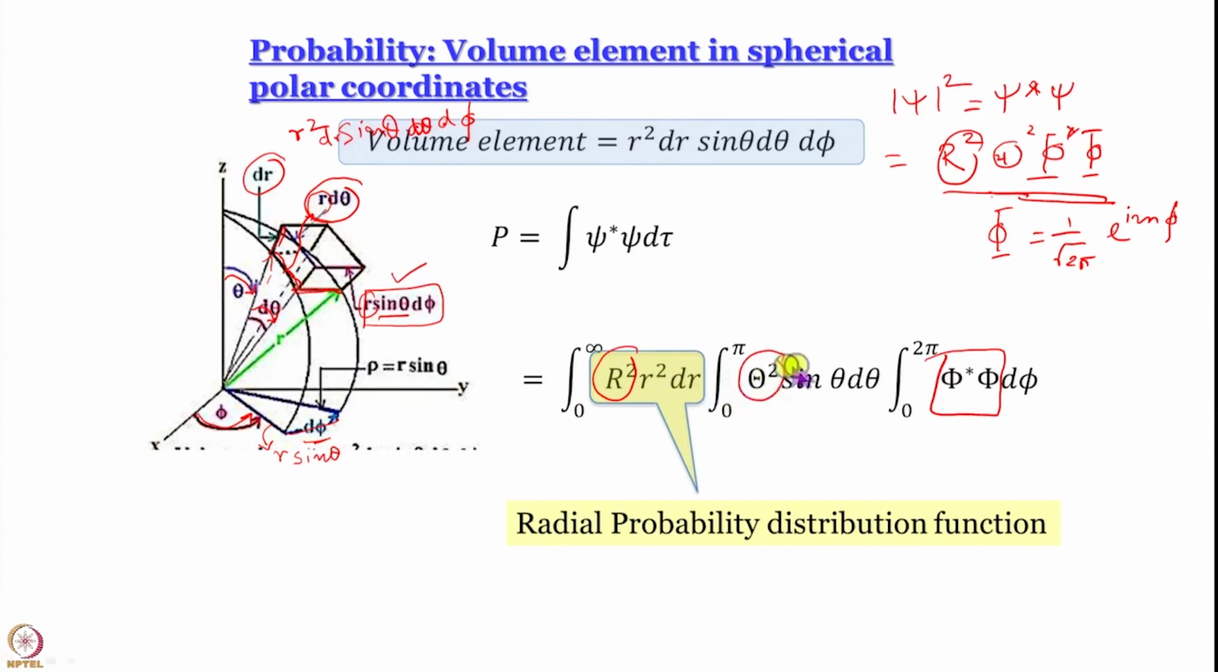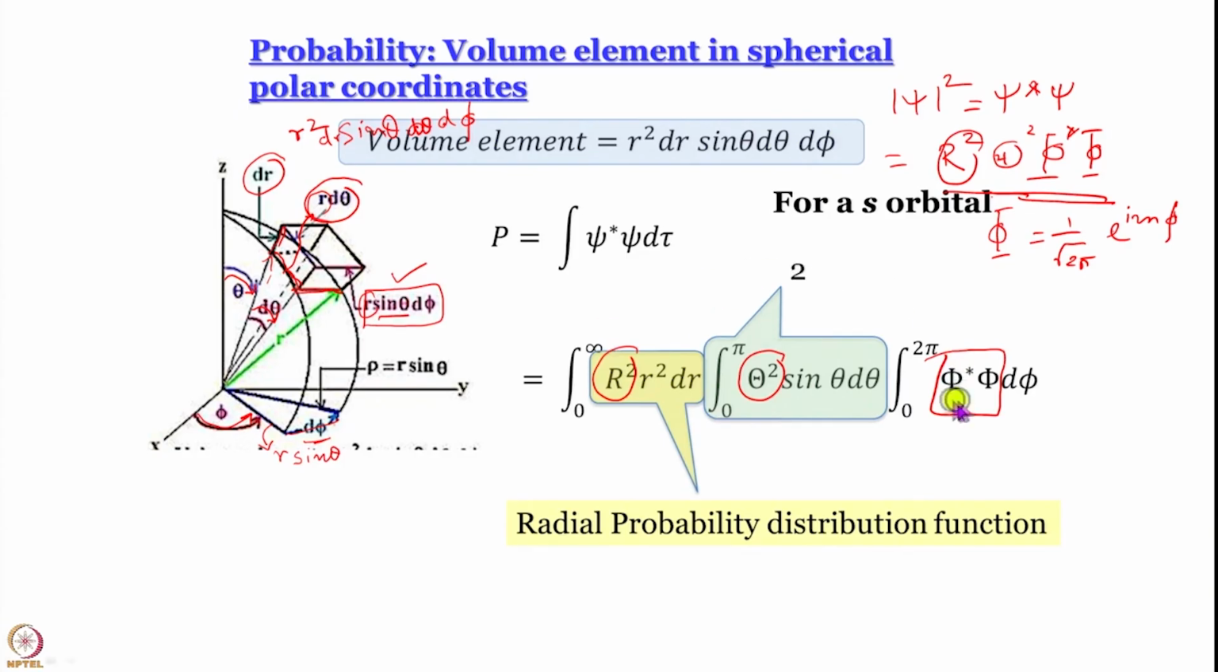The second one is capital theta square sin theta d theta. For an s orbital, we know that these do not make any contribution. So, capital theta square you can take as 1. If that is the case, then integral 0 to pi sin theta d theta, what will it be? Minus cos theta. Cos theta is equal to 1 for theta equal to 0, minus 1 for theta equal to pi. So, we are going to get 1 minus minus 1, that is equal to 2.